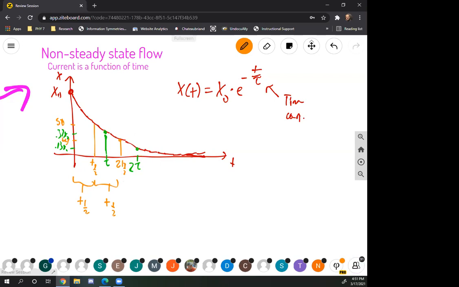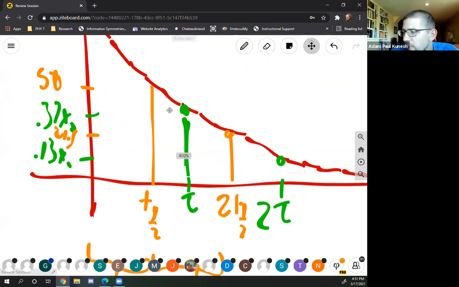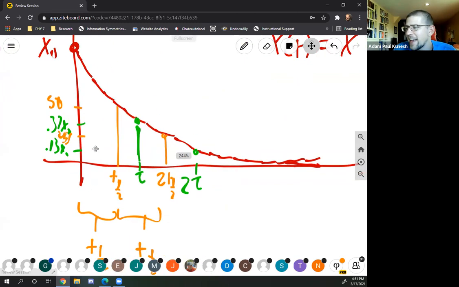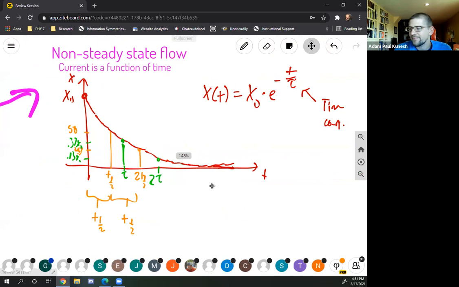Sorry, what is the next number after 50? Or like the next orange number? Sure, this is 25%. I think I tried to make my percent too big. You're good. 25. It's half of 50, so 25%.